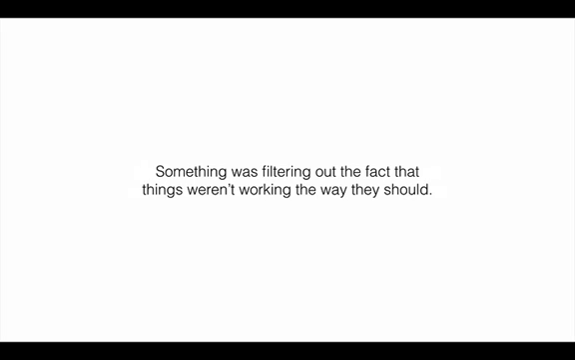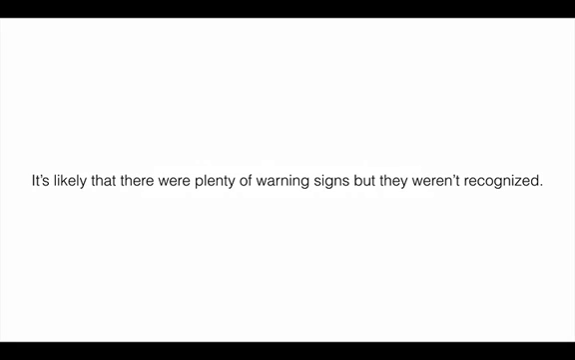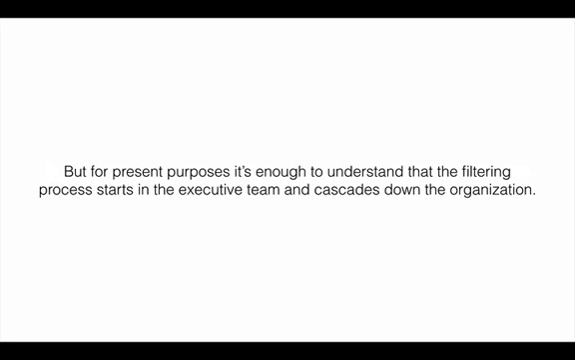However, that doesn't mean that those 13% were beyond the anticipation of senior management. Yet senior management doesn't seem to have been aware of the problems until it was too late. Something was filtering out the fact that things weren't working the way they should. It's likely that there were plenty of warning signs, but they weren't recognised. To truly understand the process by which this happens, the full framework goes into the social dynamics between groups of differential power. But for present purposes, it's enough to understand that the filtering process starts in the executive team and cascades down the organisation.